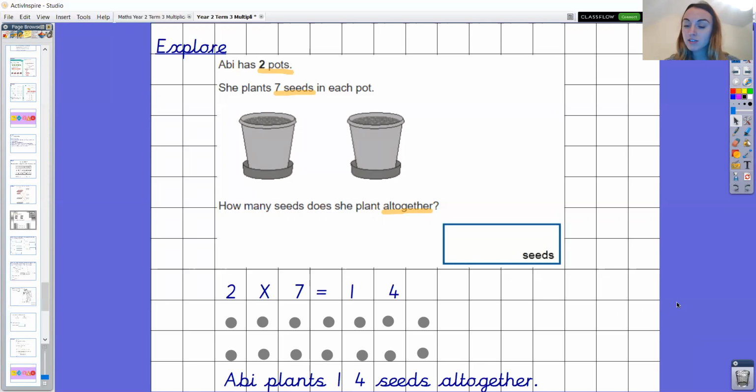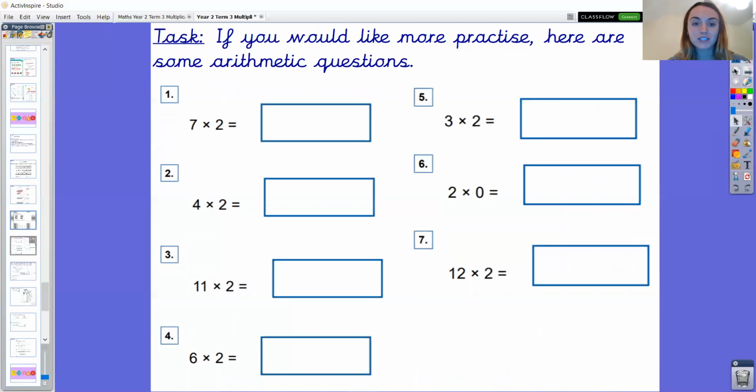Brilliant. So when we're answering questions today in our book, it'd be amazing if you could have a conversation around the key information first of all, then write the multiplication in your book, draw an array to solve the multiplication if that is helpful to you, and then write your answer in a full sentence, okay? Well done, Year 2. So on your board now, you'll be able to see the first task.